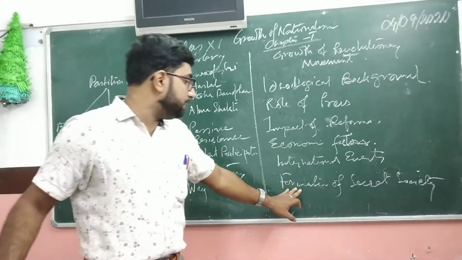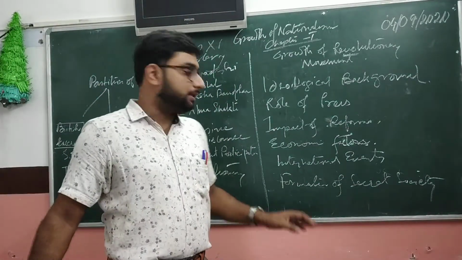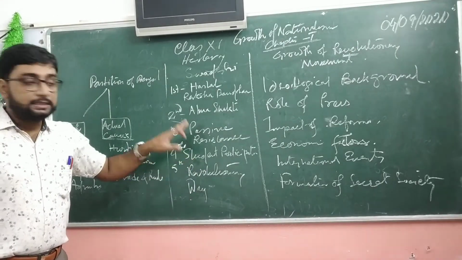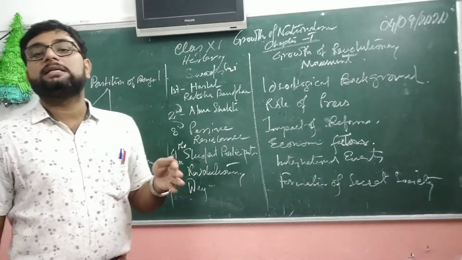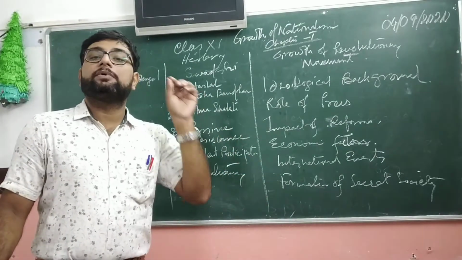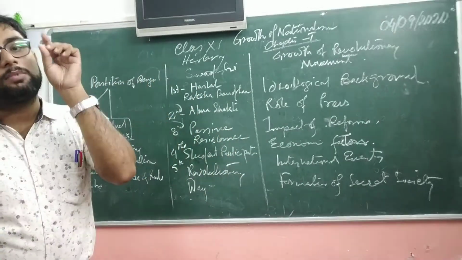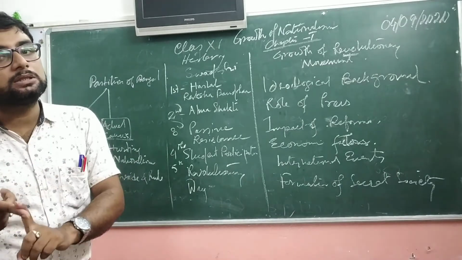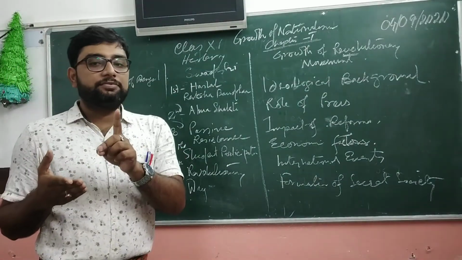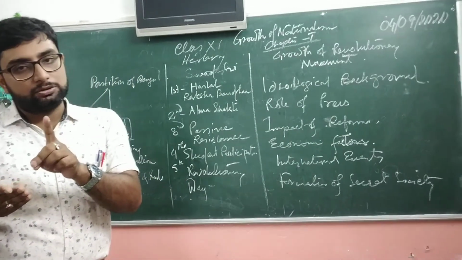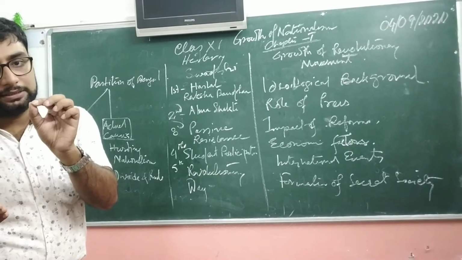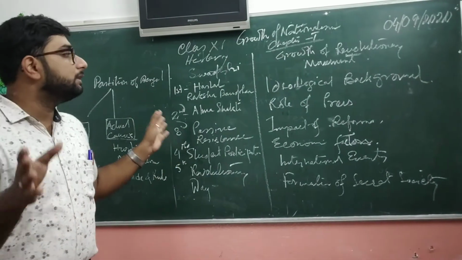And the last thing is the formation of secret societies, which I have just discussed. The establishment of secret societies created the base for the revolutionary movement. Here we will be specifically studying Anushilan Samiti, Yugantar Dal and all. Anushilan Samiti should be given special emphasis. In your syllabus it is also mentioned with special emphasis. You will also be studying it. So this is how the chapter ends.